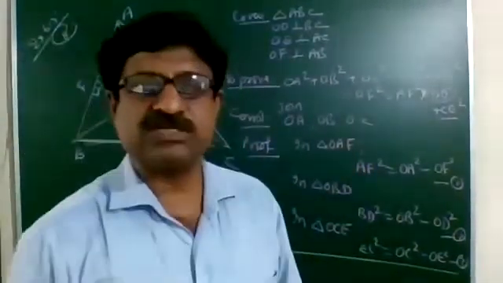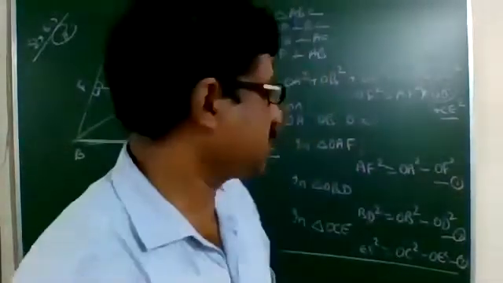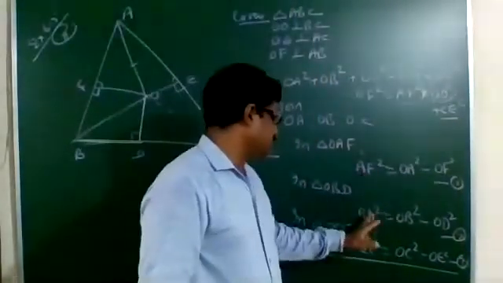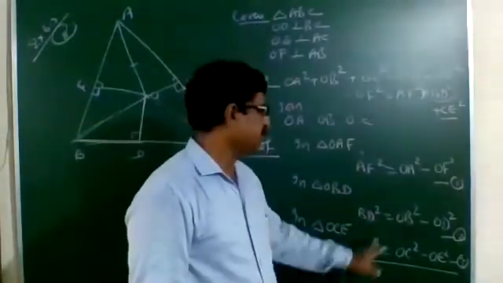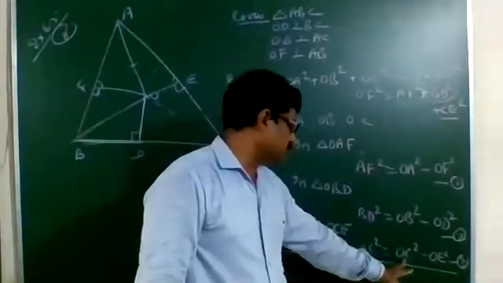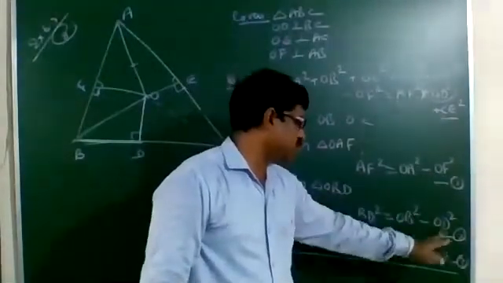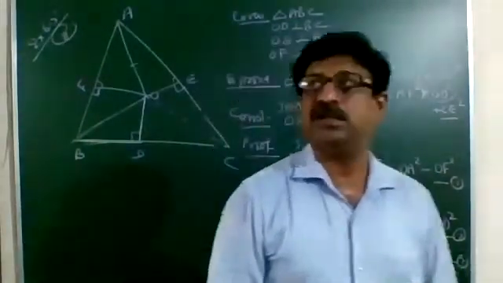Add all these equations to get the required result. What are you going to get? AF square plus BD square plus CE square you will get on one side. On the other side: OA square plus OB square plus OC square minus OF square minus OD square minus OE square.